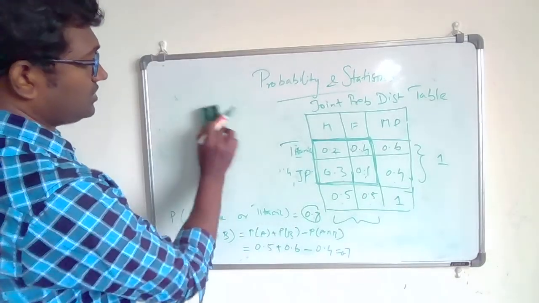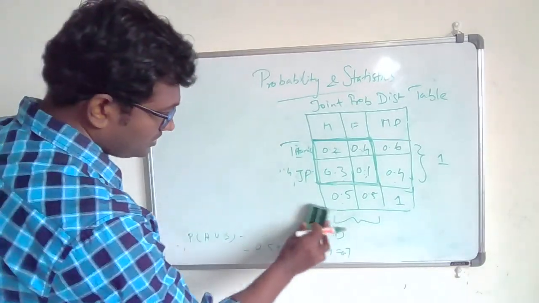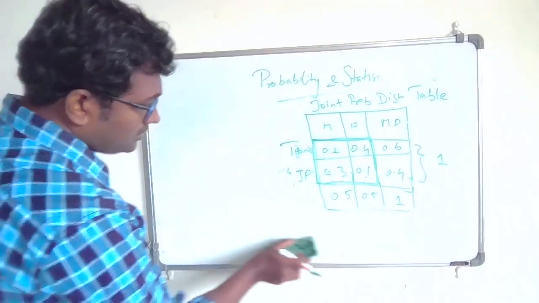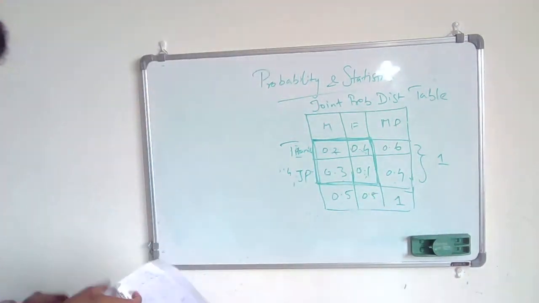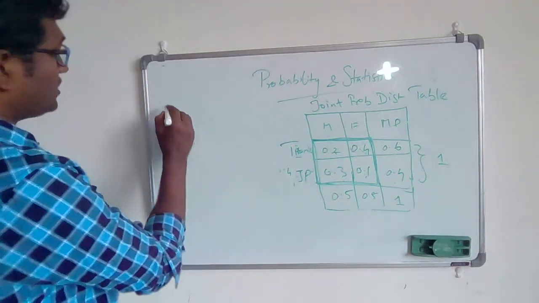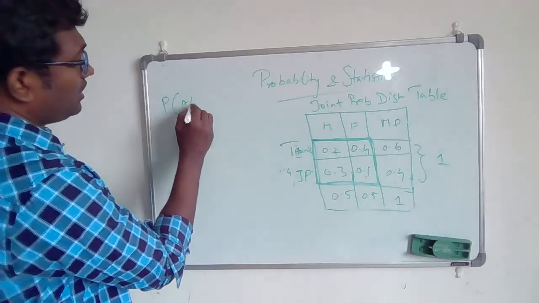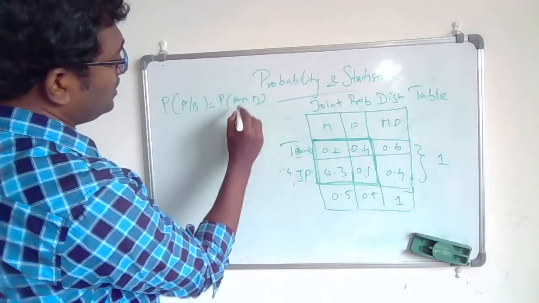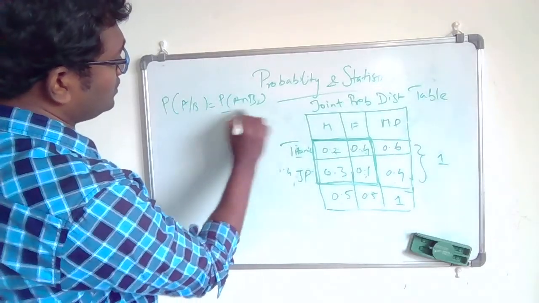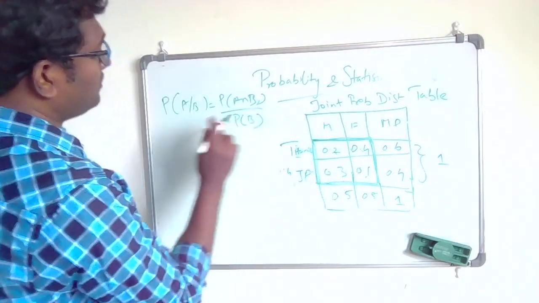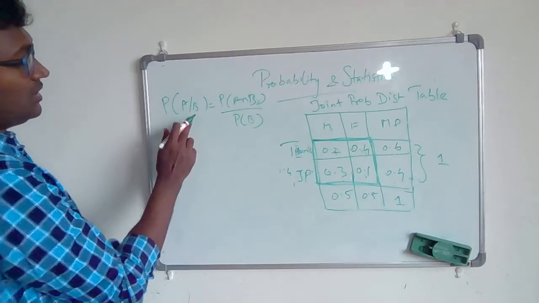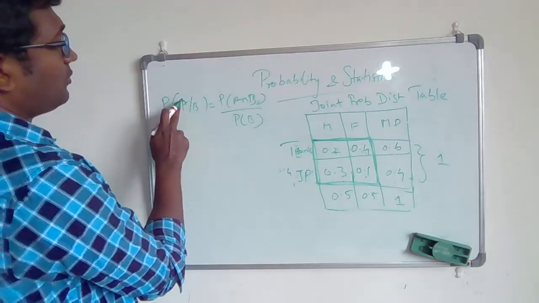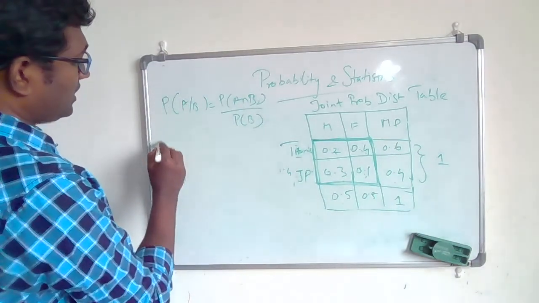Let me erase this. Let's answer a couple more questions. We call it conditional probability. Probability of A given B is equal to probability of A and B divided by probability of B. This is the definition of conditional probability, which means that given a condition, what is the probability of getting that?